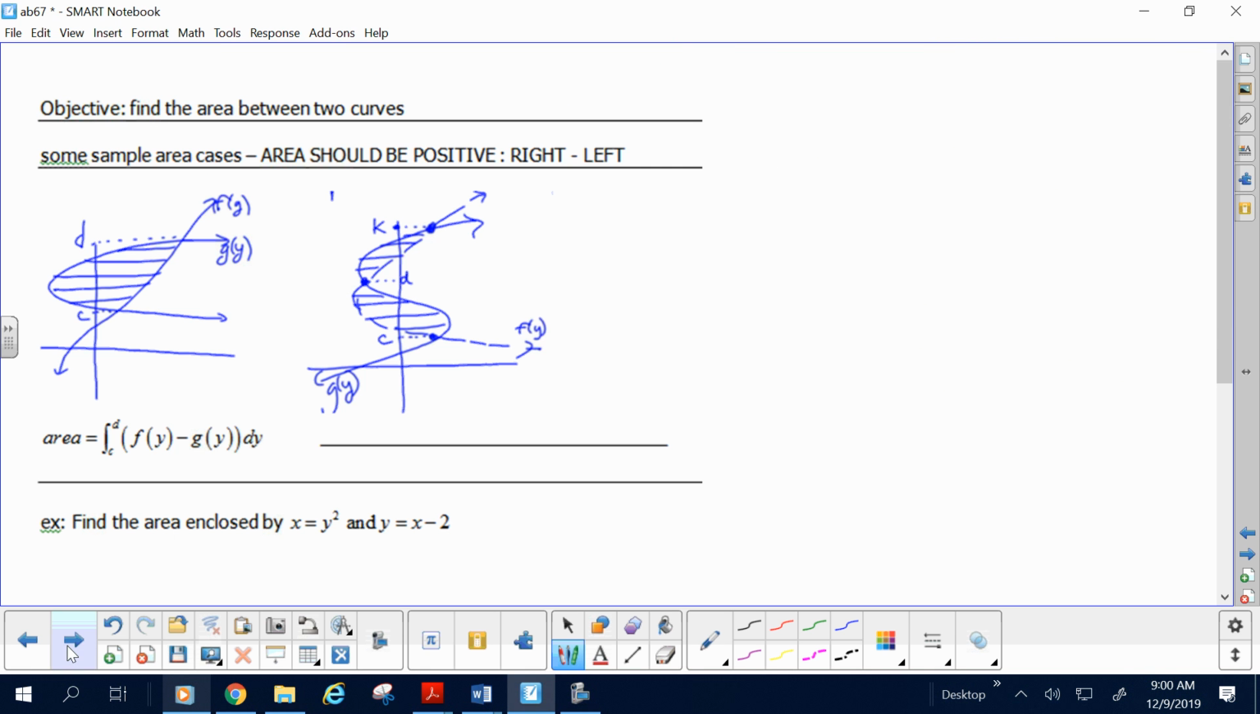Okay? Alrighty. Let's talk area, instead of between a curve and an axis, let's talk area between a curve and a curve.